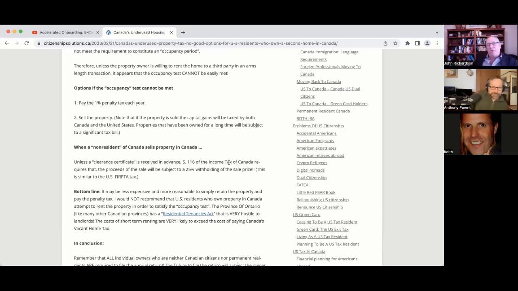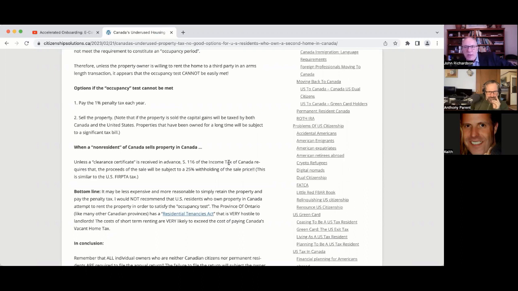Well, first of all, you're going to pay a capital gains tax in Canada, because that's where the property is located. Yes, you'll be able to get a tax credit against the U.S. tax, but that's the first problem. The second problem is that, similar to the U.S. FIRPTA laws, Canada has, under Section 116 of the Income Tax Act, withholding laws. Unless you get a clearance certificate in advance, because you're a non-resident vendor, they're going to withhold 25% of the purchase price, requiring you to file a tax return.